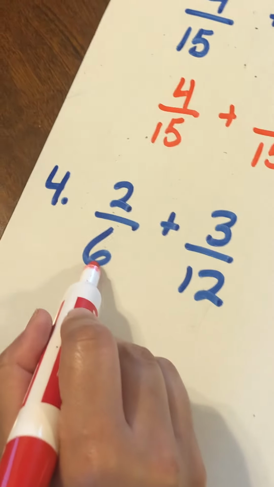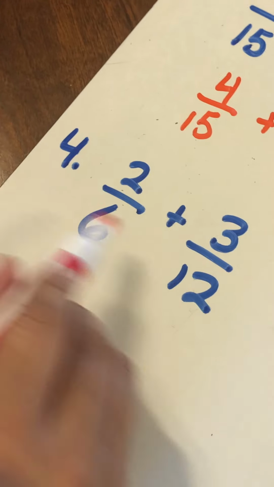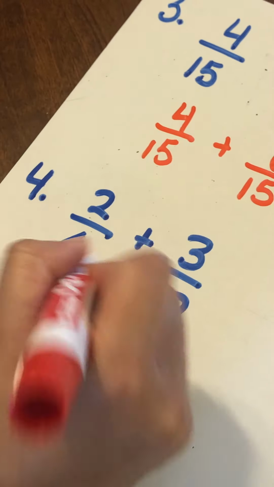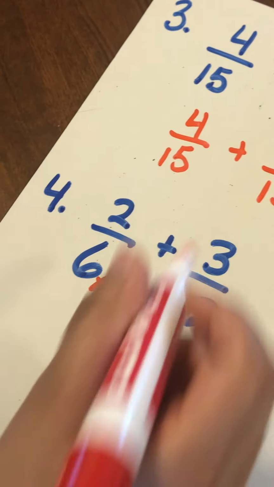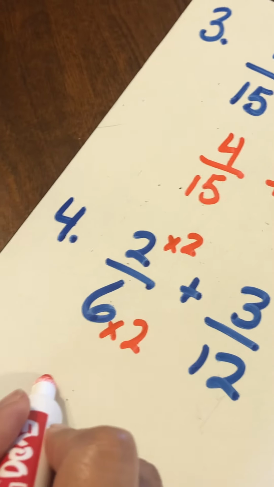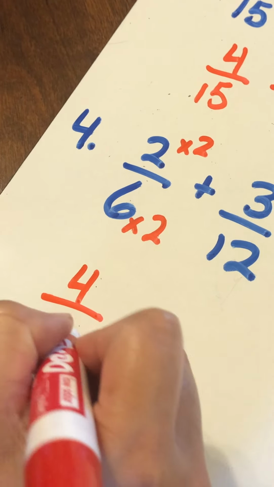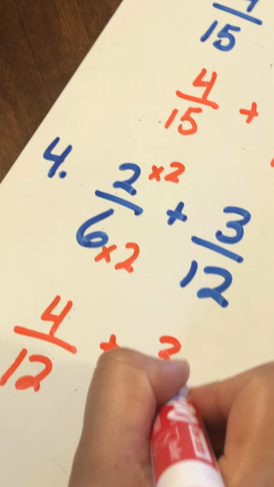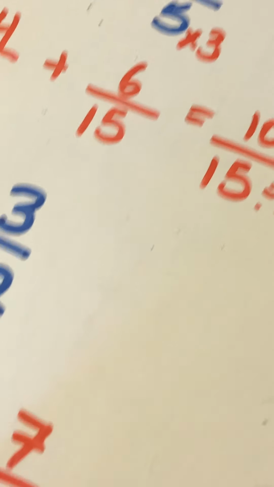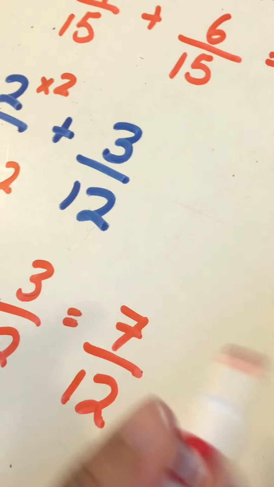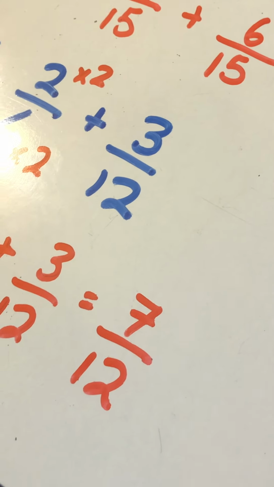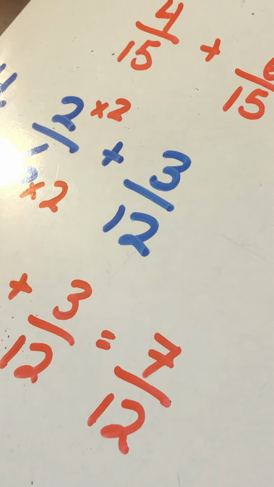All right, number 4. I have a 6 and the 12 in the denominators. So I can multiply my 6 by 2 and multiply the numerator by 2 as well. So my new fraction becomes 4/12 plus 3/12. And now I can add. And my final answer is 7/12. And I can't simplify that anymore, so that's my final answer.